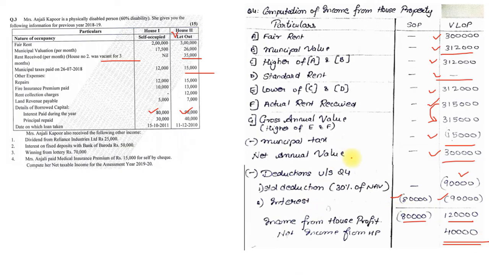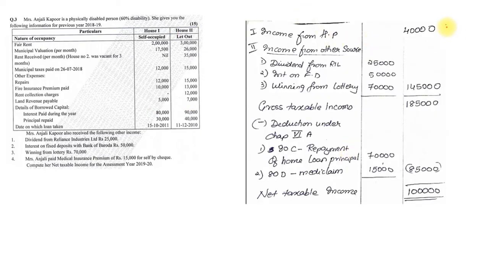Now that was income from house property. Now we need to find income from other source. So we'll continue. So income from house property is 40,000. Income from other source. What all income we have? Dividend from Reliance, interest on FD, winning from lottery. Three things are there. We added up. We get 145. So 40,000 plus 145 comes to 1 lakh 85,000.